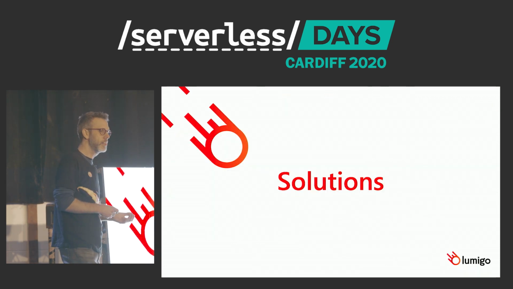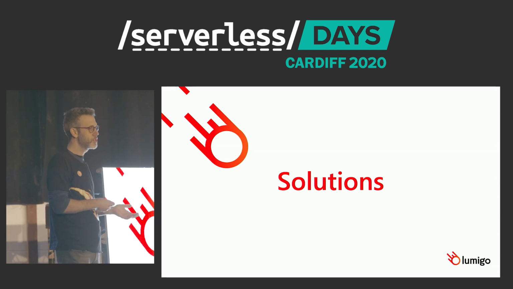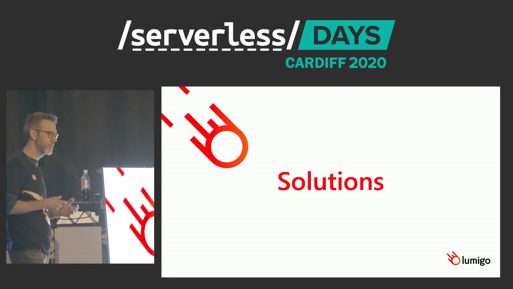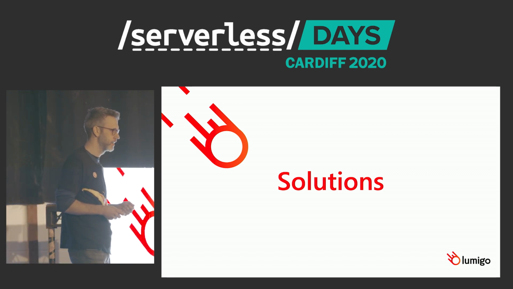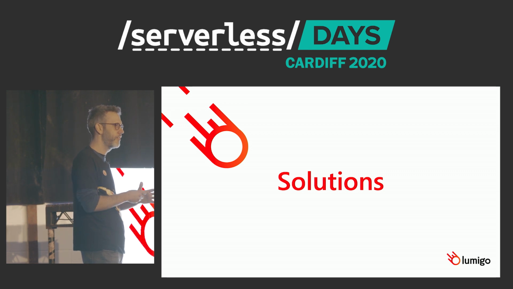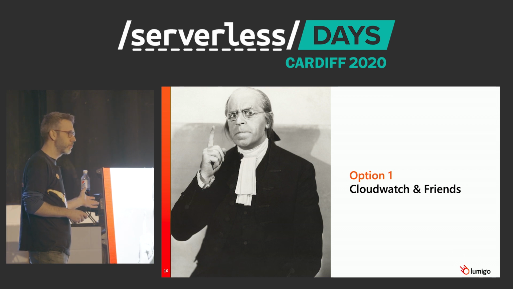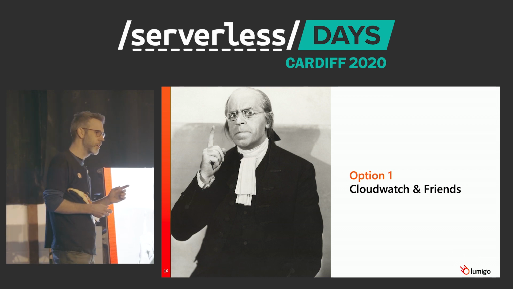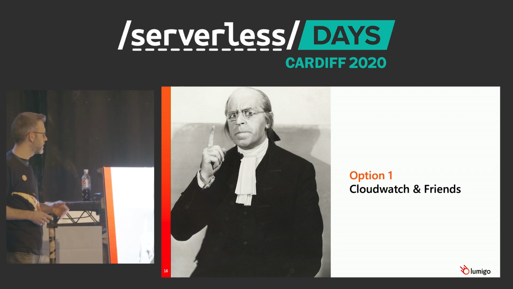So let's talk now about the solutions, the different ways you can troubleshoot your system. A lot is about the distributed tracing. This is usually the main part which makes it harder in serverless. So we're going to talk about three families of solutions. The first one is the one that we just saw, which is using CloudWatch and friends. You have CloudWatch metrics, logs, alerts, insights.